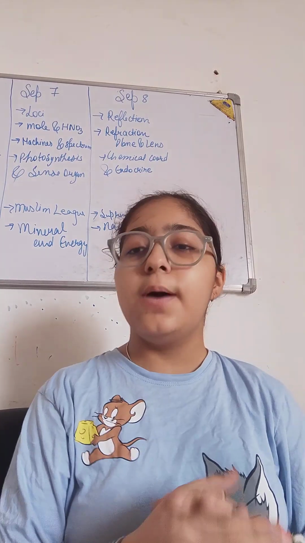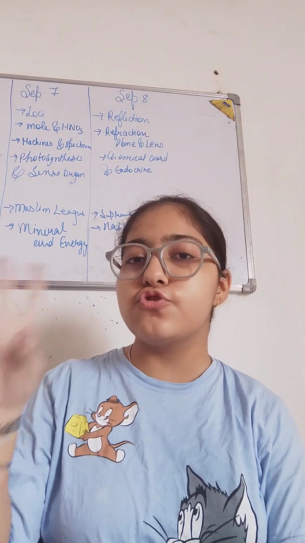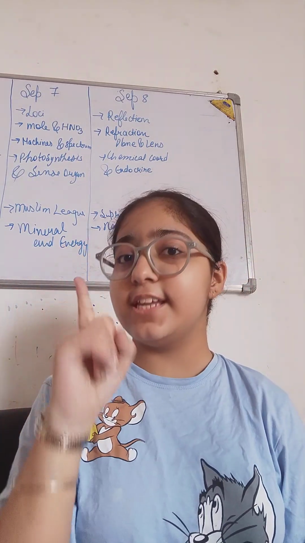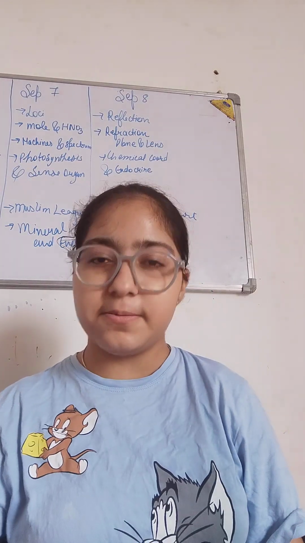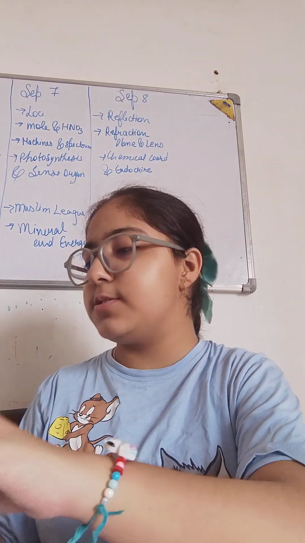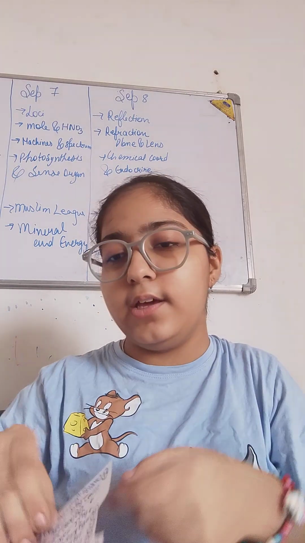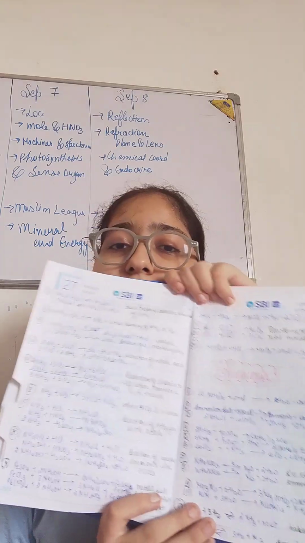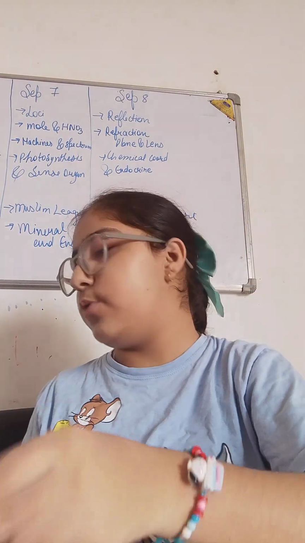So before starting with the revision, I'll give you two tips on how you can revise chemistry very nicely. Number one is create formula sheets, or in chemistry, equation sheets, not formula sheets. In physics you can say formula sheets. So I'll show you my equation sheets. You can see there, I have made these. So you can make such equation sheets.